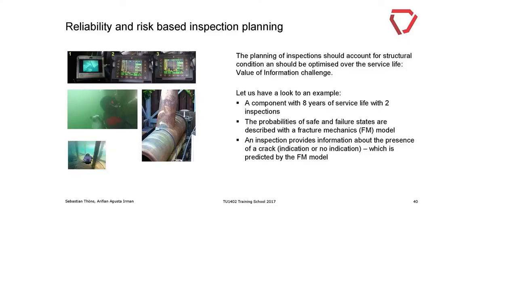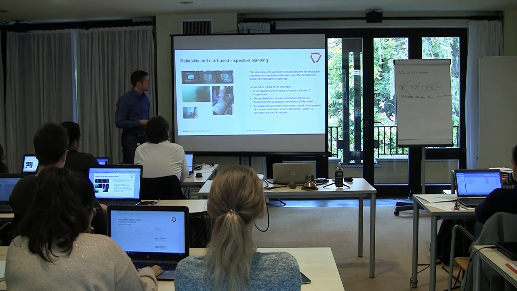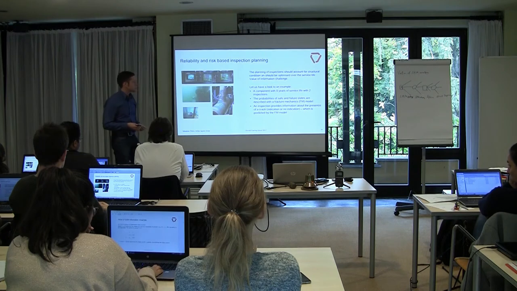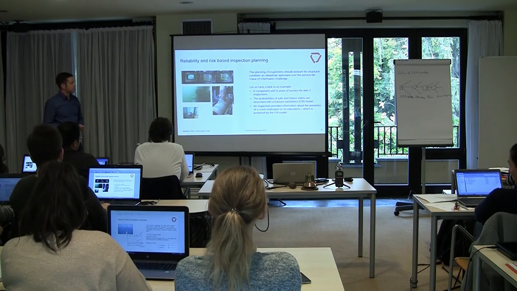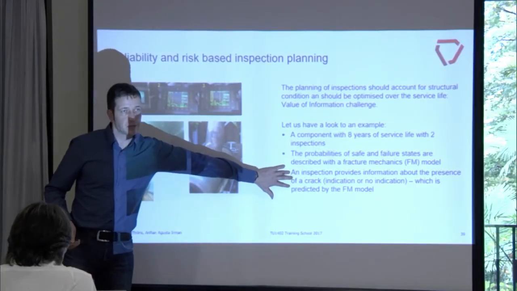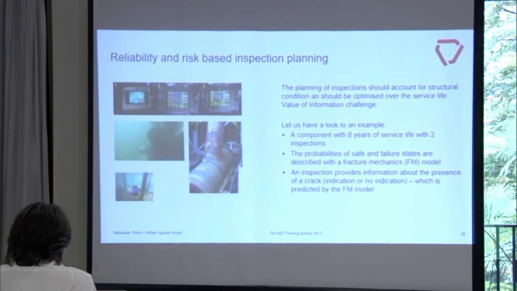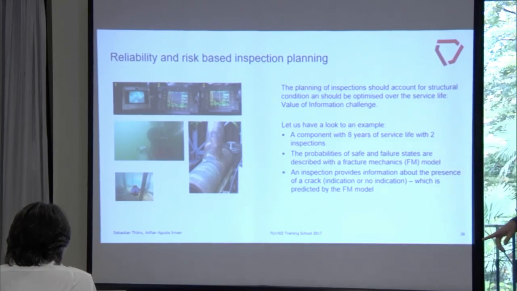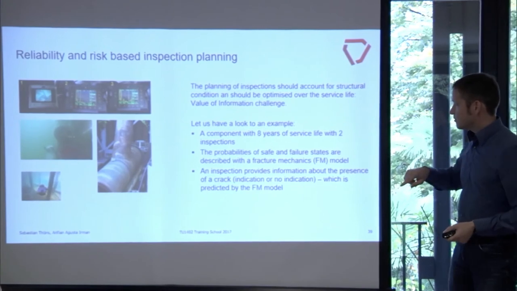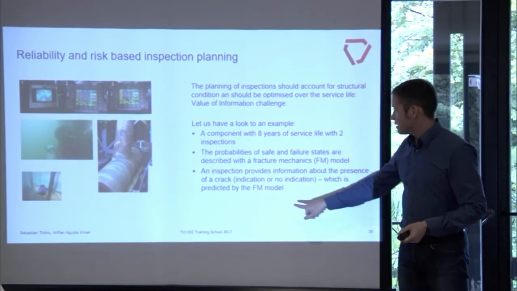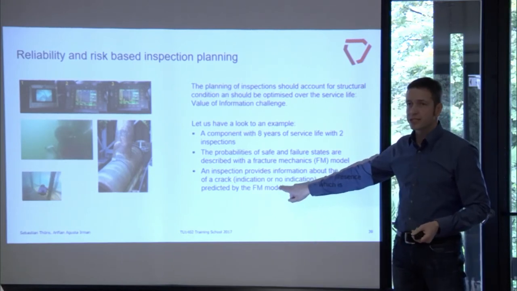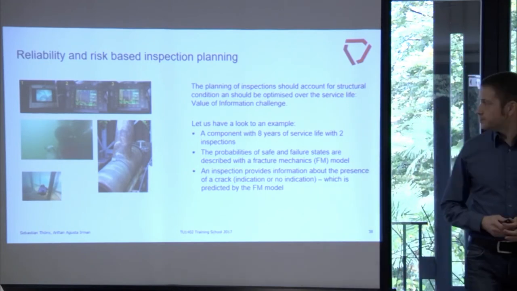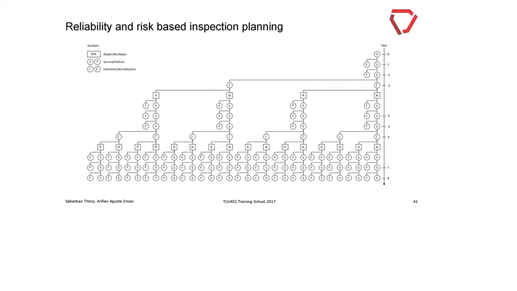For the inspection planning, the probabilities of safe and failure states are usually described with the fracture mechanics model. That's the underlying modeling for our events, and the inspection provides information about the presence of a crack, so indication or no indication. So we have heard yesterday how this can be modeled. That's the NDT and NDE performance modeling, and this is the very important thing you have here in the decision analysis. And we have had it yesterday for continuous damages. So the indication or no indication is dependent on the prediction of our damages. So the decision tree looks like this.